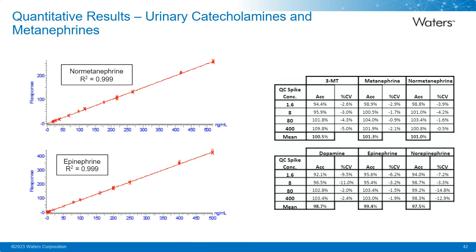So quantitative results, we get good curves. They're linear and accurate for all of the compounds, showing here normetanephrine and epinephrine, as well as accurate and precise QC results, which you can see in the tables to the right.